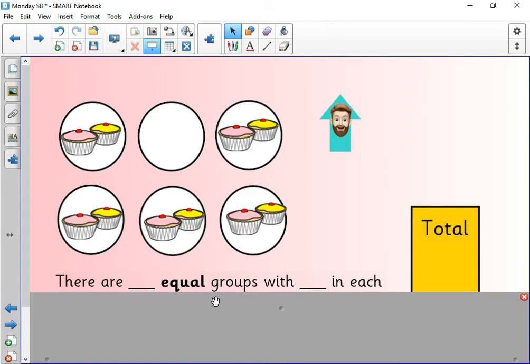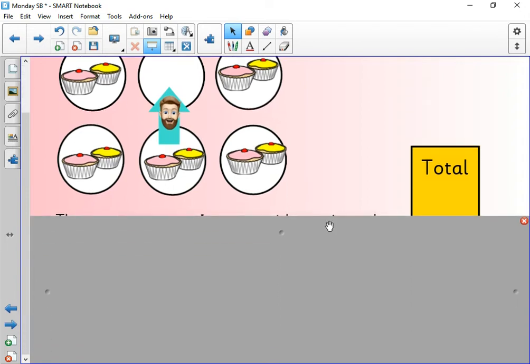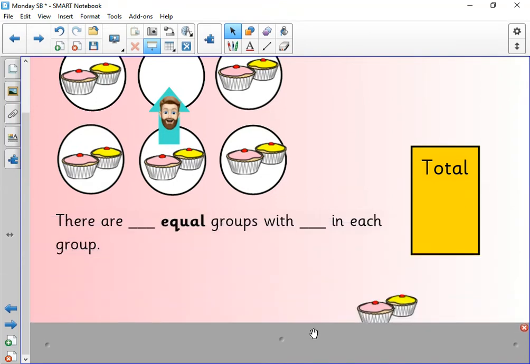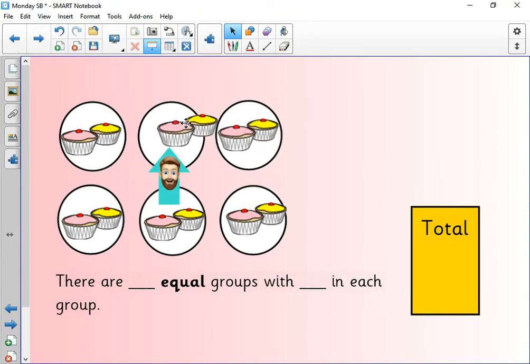Oh, what's happened here? What's missing? I should have 1, 2, 3, 4, 5, 6 groups. But they're not equal, are they? Because there's nothing in this group. How could I turn this into equal groups? That's right, I could just complete the equal groups. So I'm just going to put 2 more cakes in there.